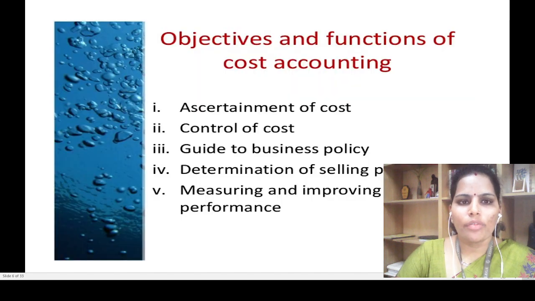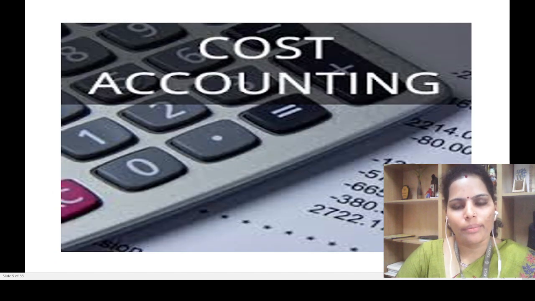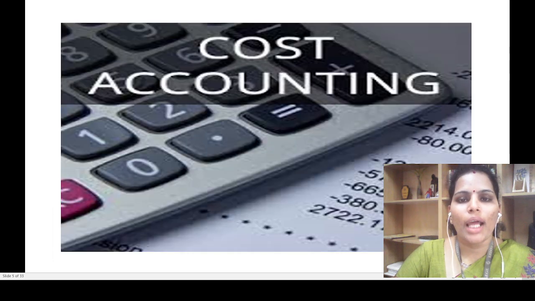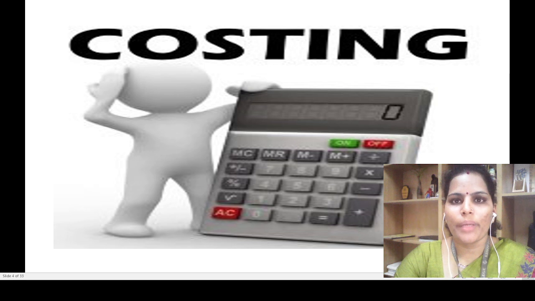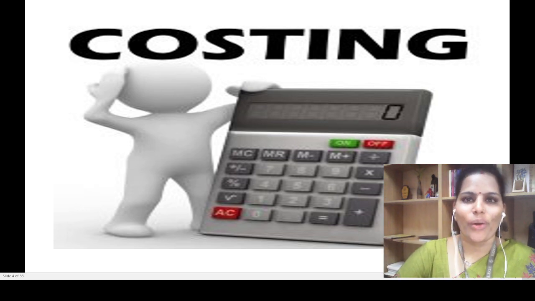So what is the meaning of costing and cost accounting? Now, costing is nothing but calculating the cost of the product. For example, I spent 10,000 rupees for the material, 5,000 rupees for the labor, and 5,000 rupees for the tools. Now, the total cost is 10 plus 5 plus 5, which is equal to 20,000. Correct. So the calculation process is called costing.